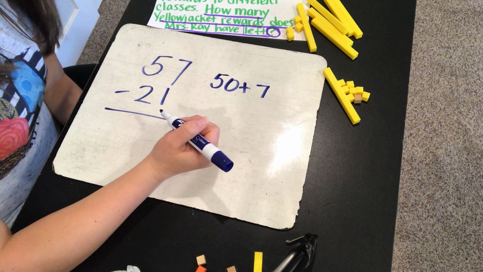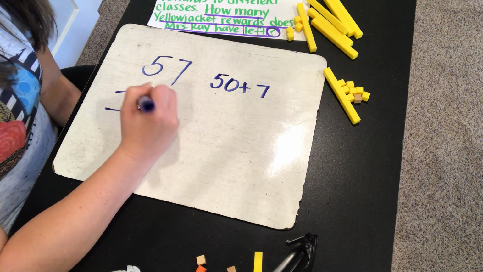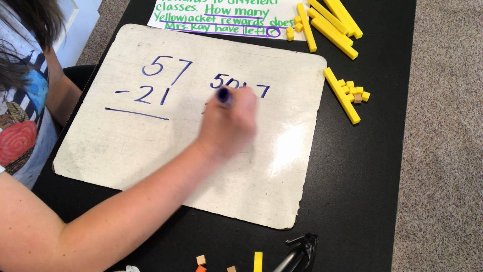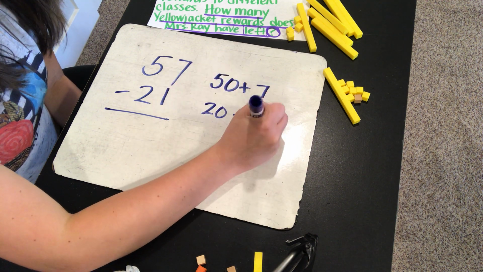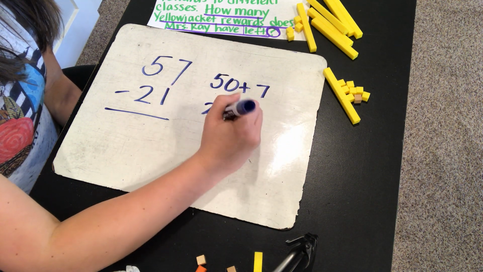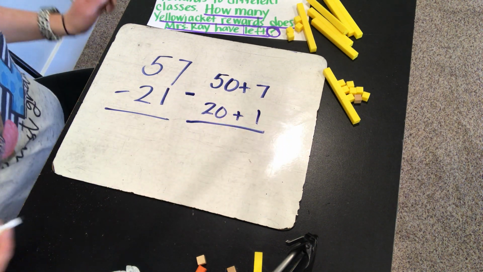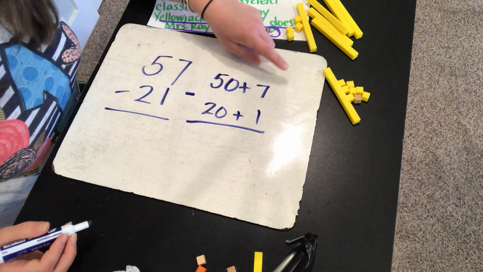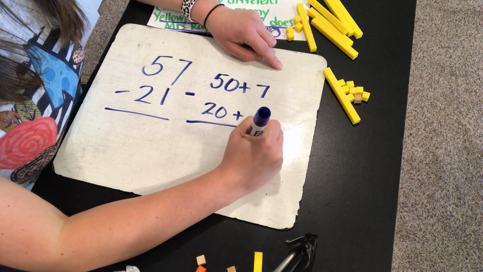What's the expanded form of 21? In the tens place we have a 2. That 2 stands for 20. 20 plus how many ones? 1. All right, so 50 plus 7 and 20 plus 1. We are subtracting these two. First, what is 7 take away 1? 7 take away 1 is 6.